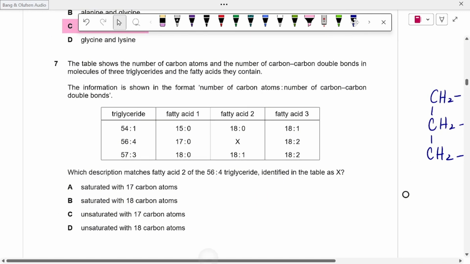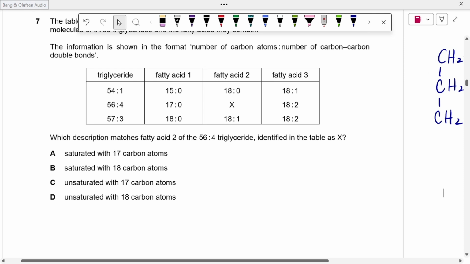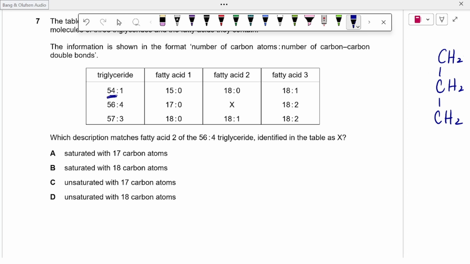Which description matches fatty acid 2 of the 56,4 triglyceride identified in the table as X? Okay, here is your triglyceride. This is your fatty acid 2, fatty acid 3. Now, how is this 54 number coming out?